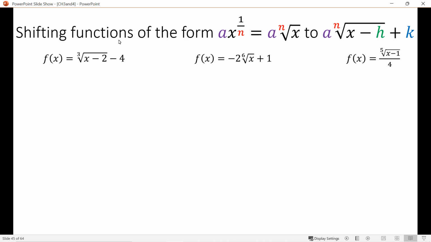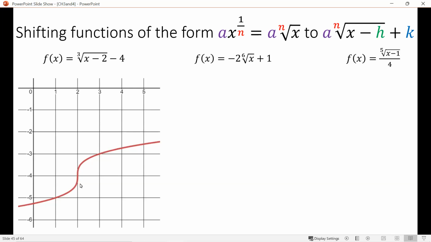So in our first example, we've got the cube root of x minus 2, and then from that, we're subtracting a 4. So our h is 2 and our k is -4. This is a cube root, so its domain is all real numbers. So it's going to go off to the left and to the right infinitely, and its point of inflection is going to be at x is 2, y is -4.